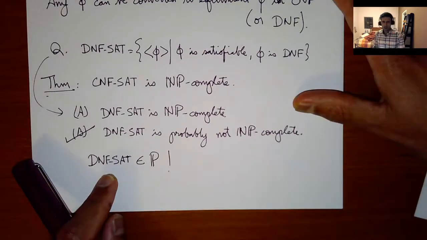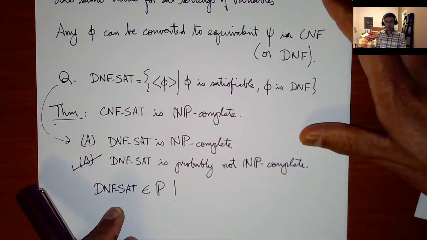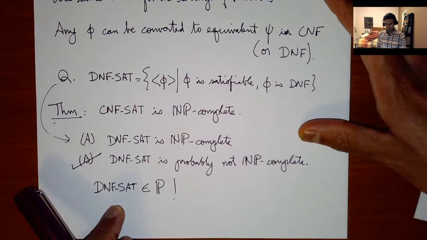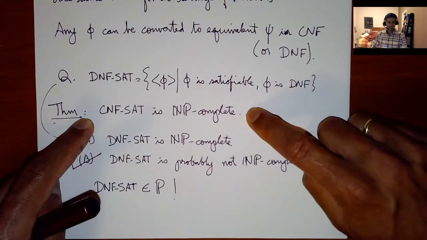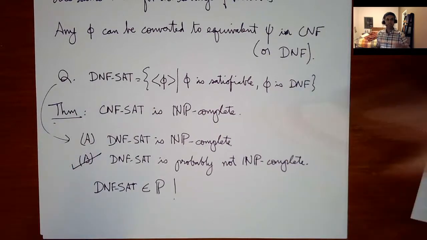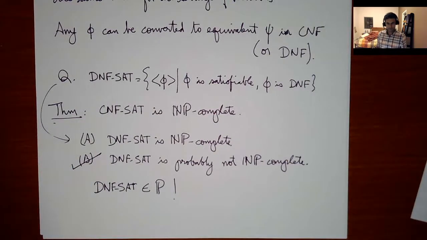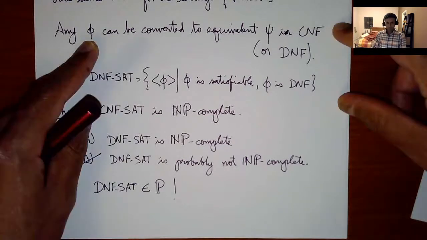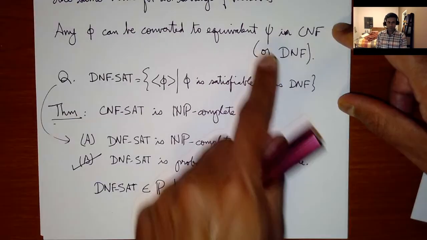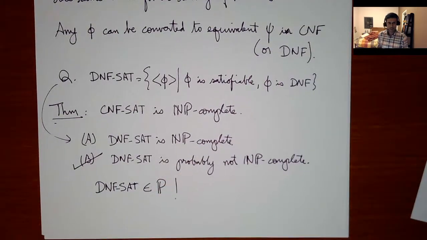Okay, but now here's the more challenging question. I'm telling you CNF SAT is NP complete. We just discussed that SAT is NP complete. We saw the entire proof. SAT is NP complete, but any phi can be converted to an equivalent DNF, and DNF SAT is in P. So why have I not proven that P is equal to NP? Because I said SAT is NP complete.